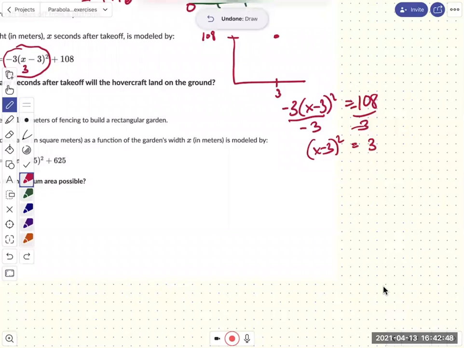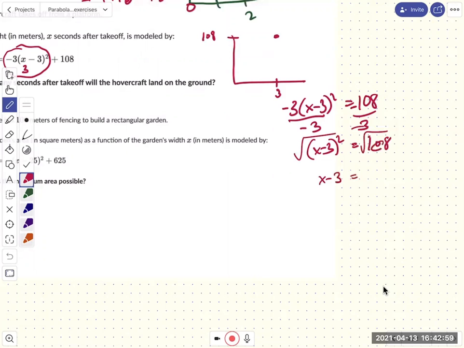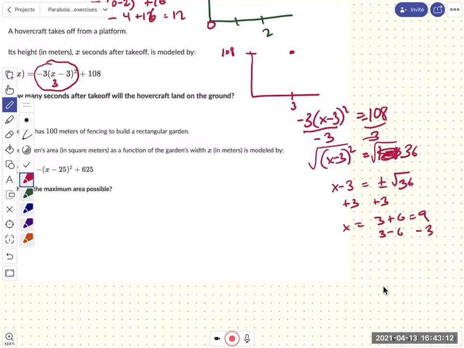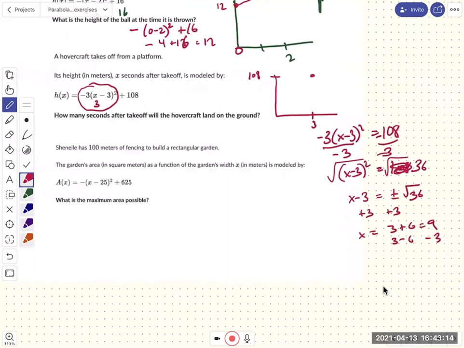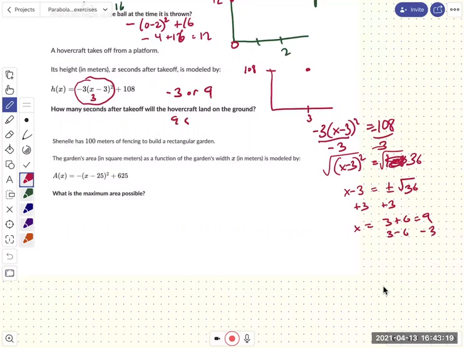The square root of both sides. We get x minus 3 equals... Sorry, this is 36. I have to divide that one. Equals plus or minus square root of 36. Add 3 to both sides. So we get x equals 3 plus 6, or 3 minus 6, equals 9, or minus 3. Okay. So when will it land on the ground? Not 3 seconds before coming. So I have minus 3, 9, so 9 seconds. Sorry. So our line looks like that.